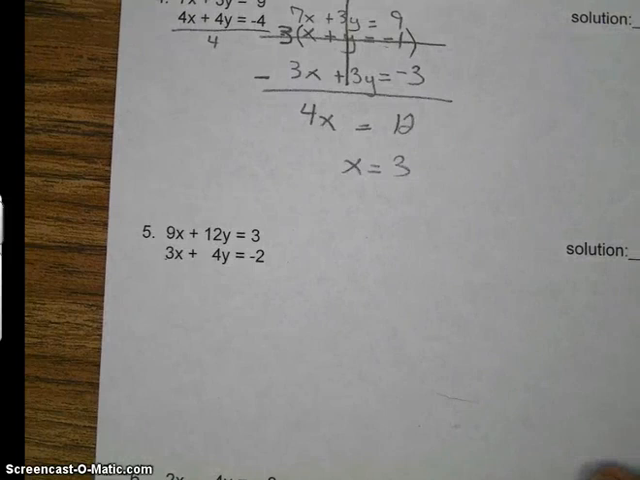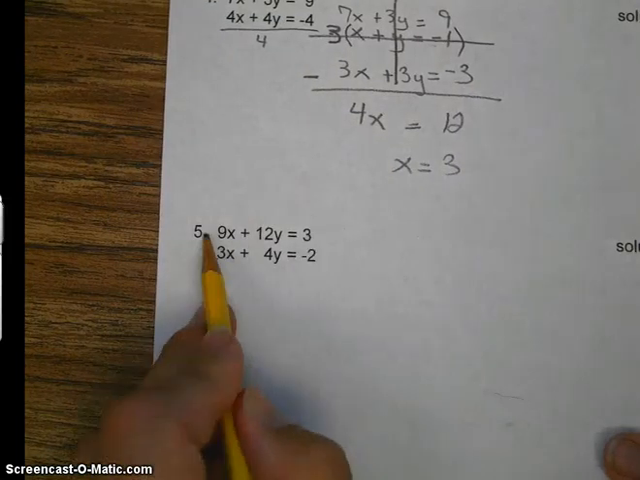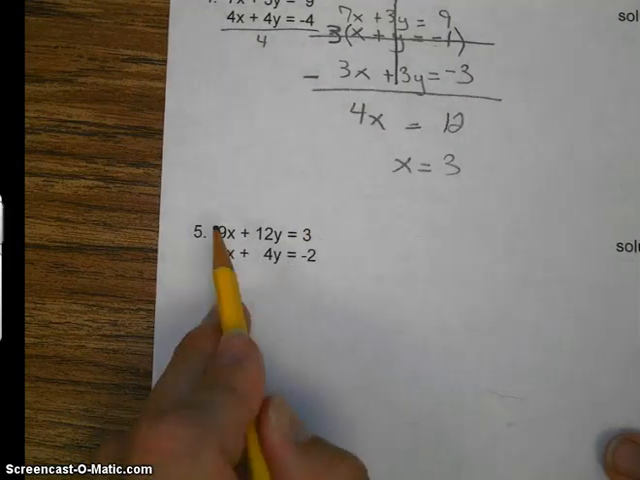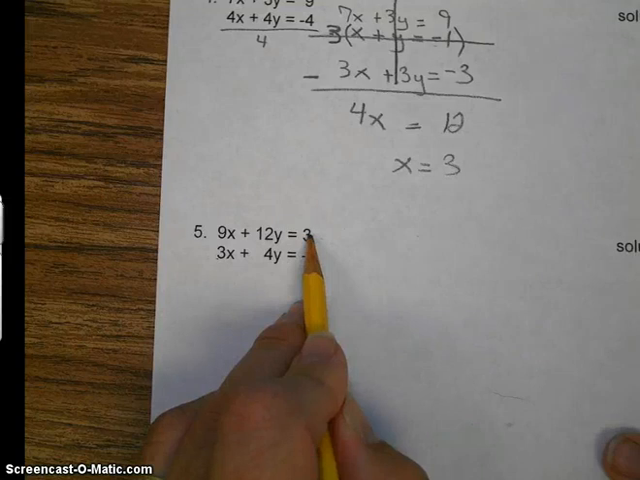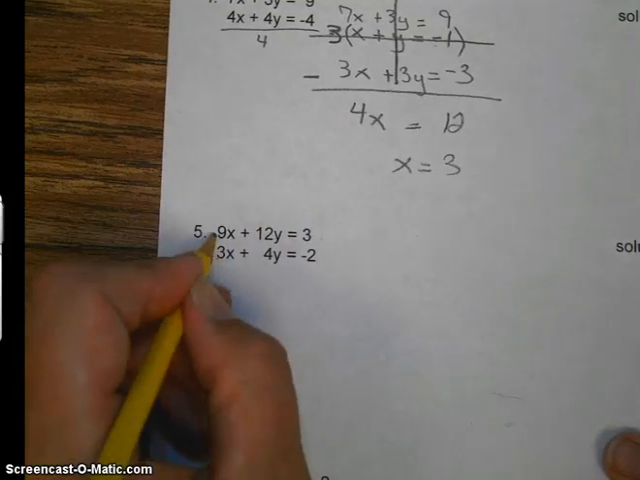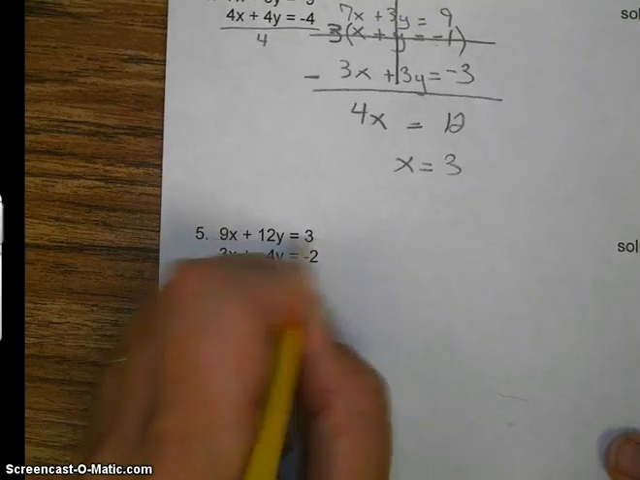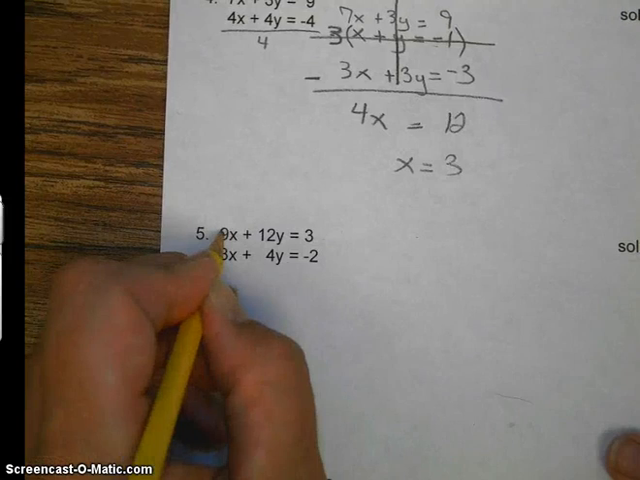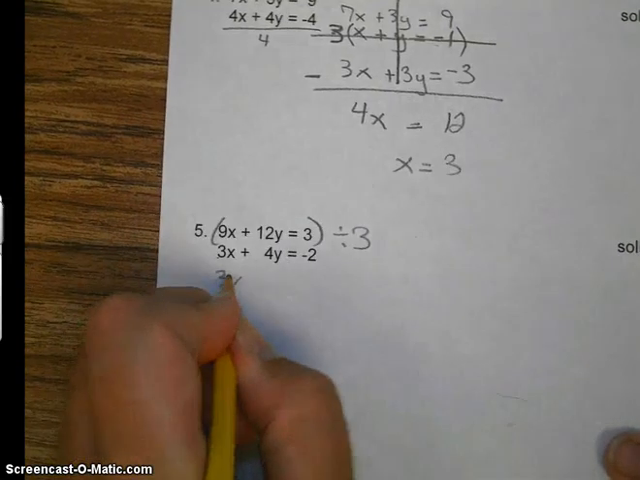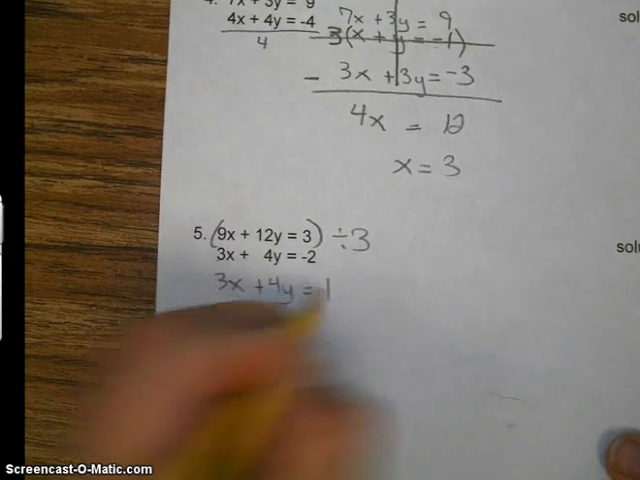Let's look at number 5. Again, the first equation is divisible by 3. Do you see it? 3 goes into all these numbers. So this is going to really help you if you can see that. So if I simplify, reduce, divide this equation by 3, 3 goes into 9 3 times. 3 goes into 12 4 times. 3 goes into 3 1 time.